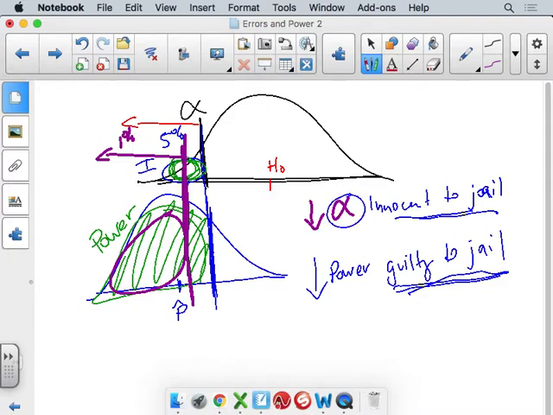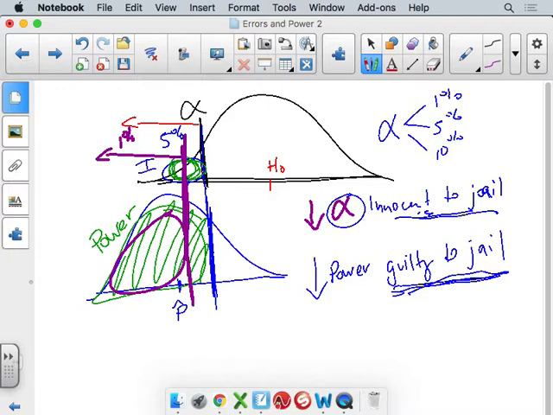So that's why the alpha could be different options. You could do 1%, 5%, 10%, based upon how much you want this and how much you want this. Okay.